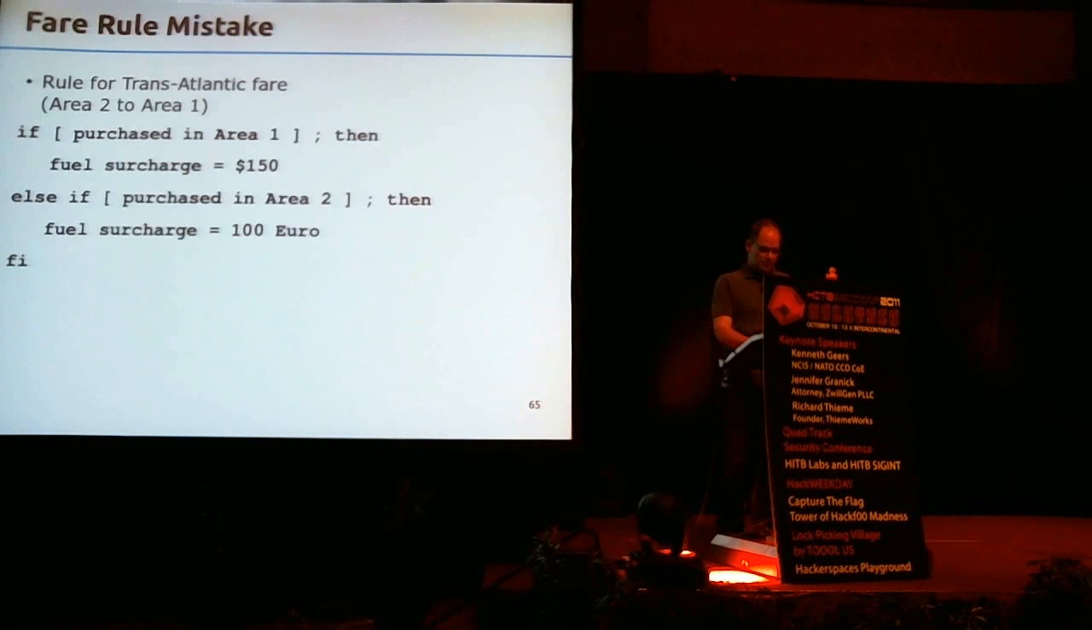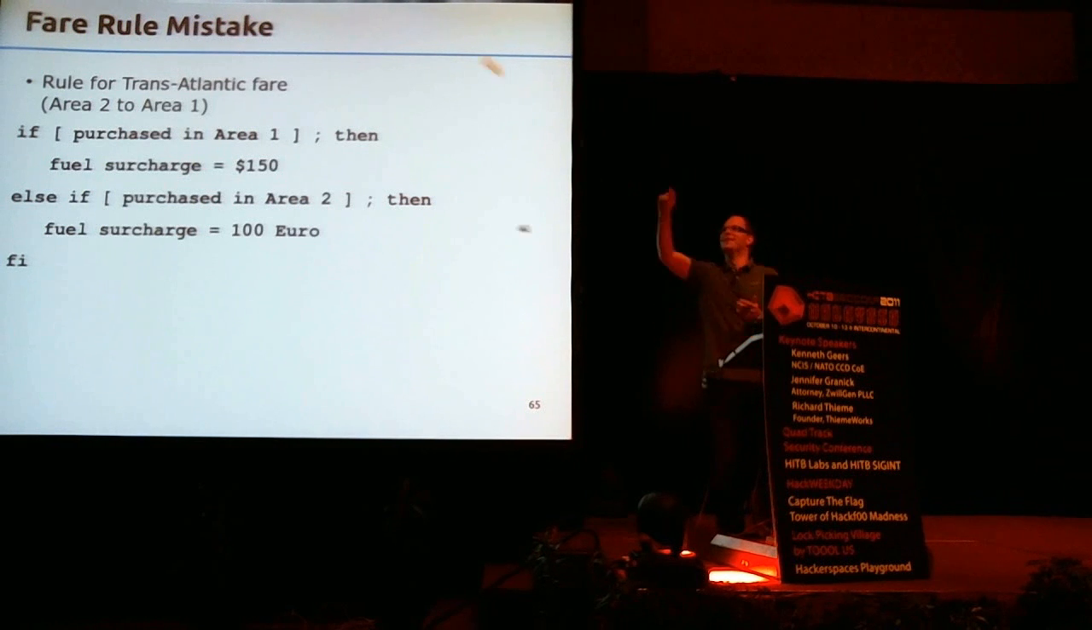There's way more. This one's an example, and it's a trick question. The fare rules might, for instance, say, this is for a fare between Europe and the United States, and if you're buying the ticket in Area 1, which is the United States, you're going to pay a $150 fuel surcharge. If you're buying the ticket in Europe, you're paying 100 euros. So the trick question is, and you're going to earn that Lufthansa first class rubber ducky, where would you buy the ticket?